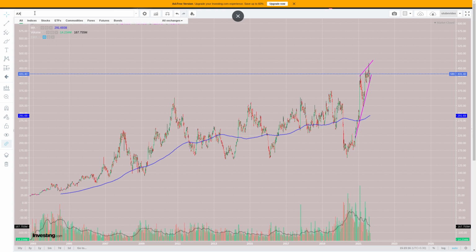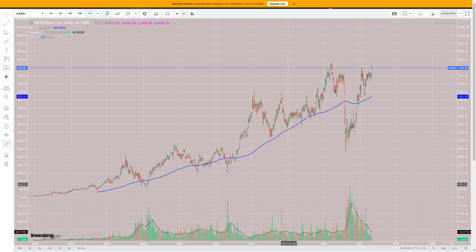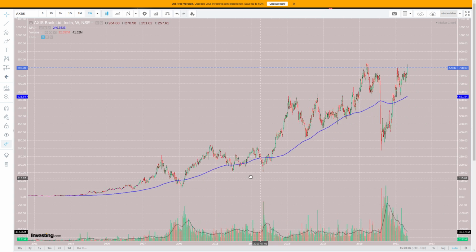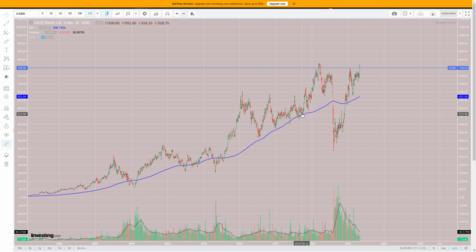Now if you compare this with say Axis Bank, say for example, right? So here also you can see that in 2008, and after that there was a downturn in 2013, and so multiple times Axis Bank is also able to come towards its 200 SMA.